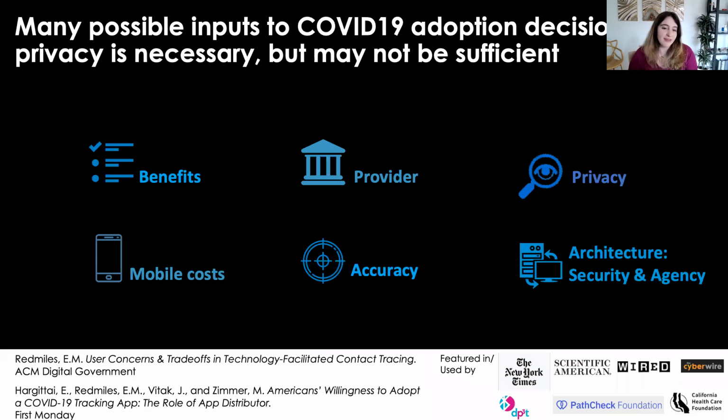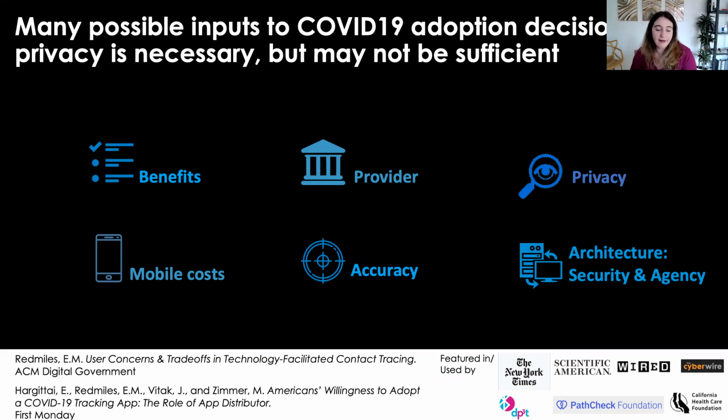And one of the key pieces is who is the information going to? Of course, people did care about privacy. So experts were correct in focusing on that, although of course it was one of multiple considerations. People also cared about mobile costs. So things like how much was the mobile data usage going to be, which can be quite a bit more expensive in the United States than it is in Europe.